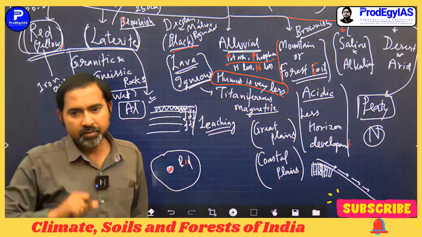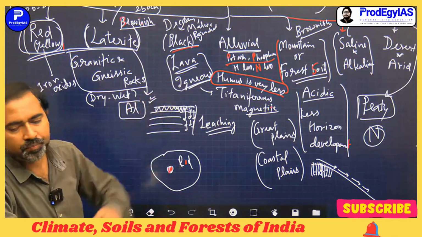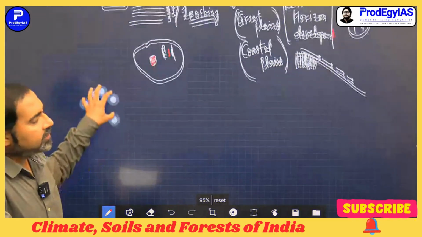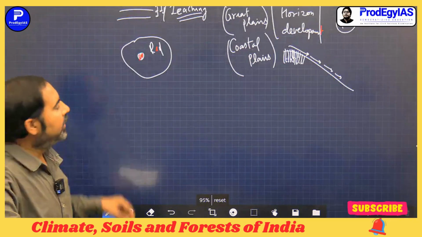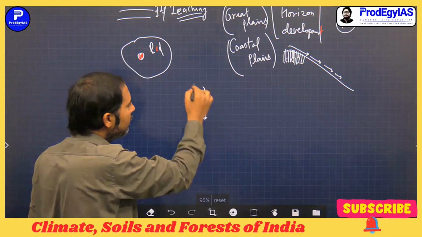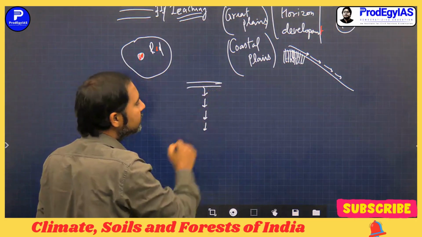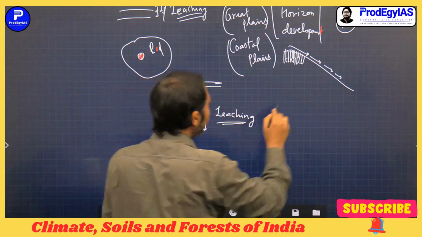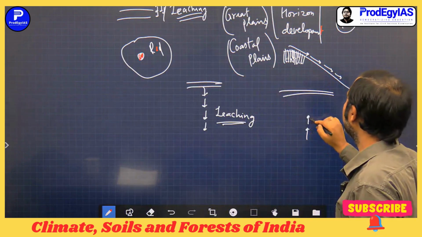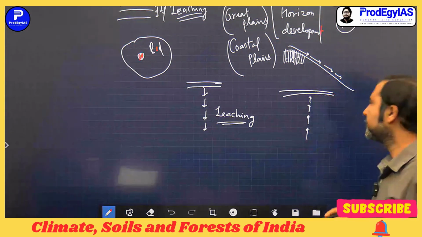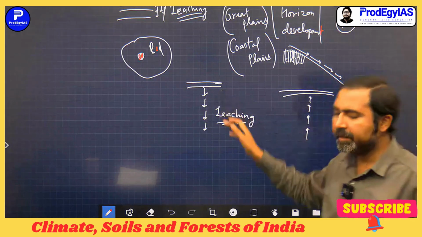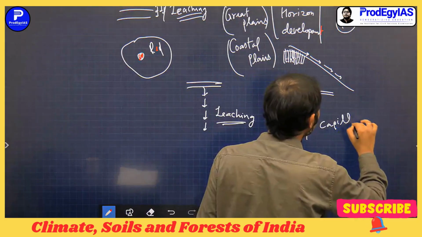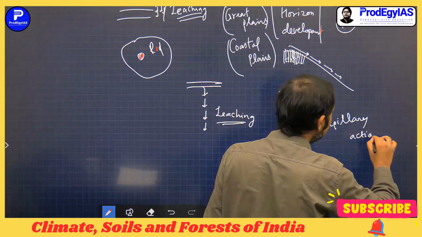Saline and alkaline soils. What happens in the upper horizons? There a reverse process of leaching initiates. In leaching, water goes from upper layers to lower layers. This is leaching under the force of gravity. Here is capillary action. You know capillary action? It is against gravity.